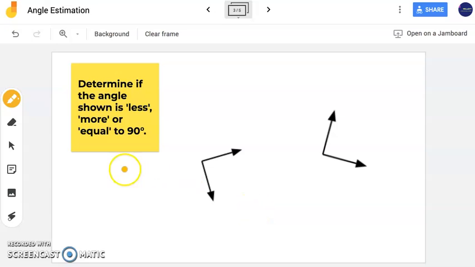Here, I'm going to take another look at these angles. It's asking me the same thing: determine if the angle shown is less, more, or equal to 90 degrees. Looking at these angles, it looks like they form that perfect L. In fact, if I draw a line perpendicular to form an L, it looks like this is almost exactly 90 degrees. Here as well, drawing that L, it looks almost exactly 90 degrees. So here, I would determine that both of these angles are equal to 90 degrees.